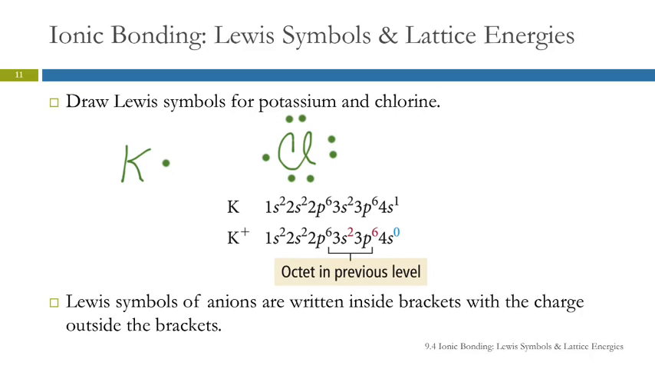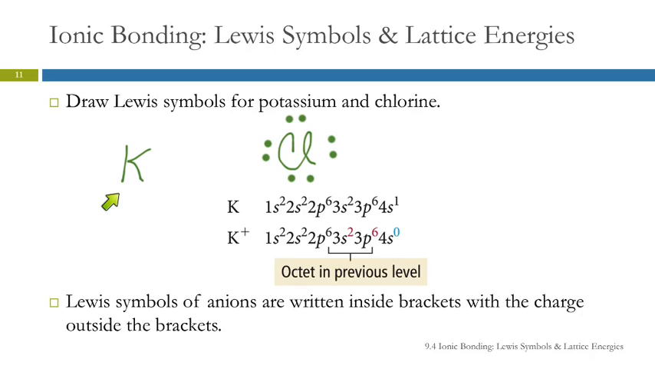So what potassium's going to do is it's going to say, hey, chlorine, could you take this electron off my hands? And chlorine's like, yeah, I've been looking for an extra electron. And so we just move this from one to the other. Oops. And now chlorine has an octet, potassium has an octet.